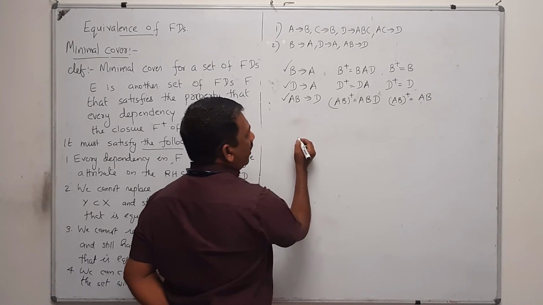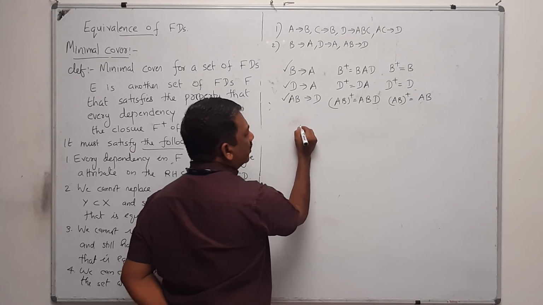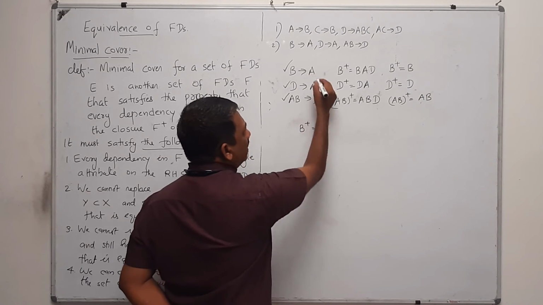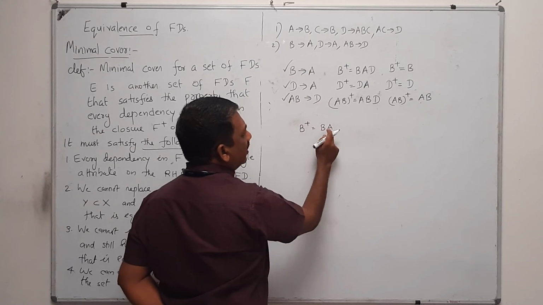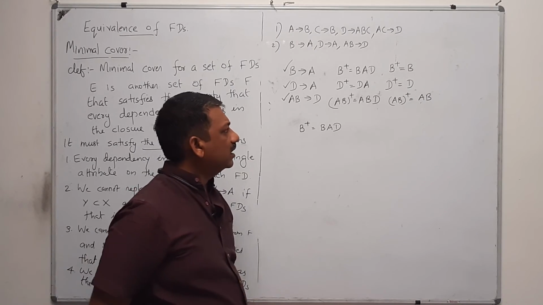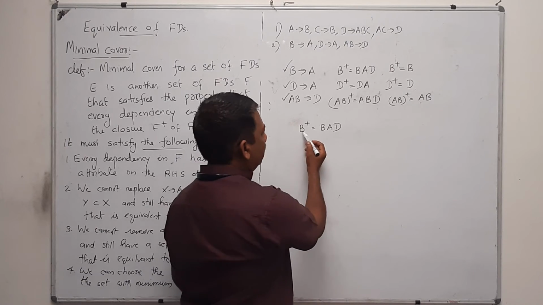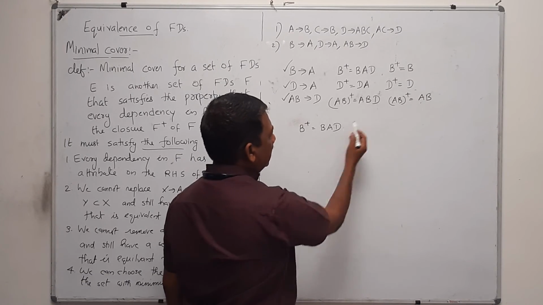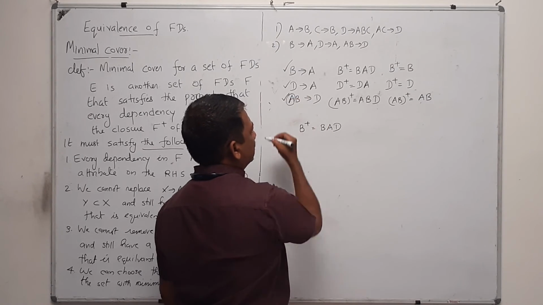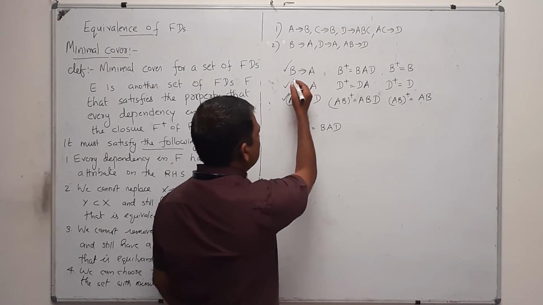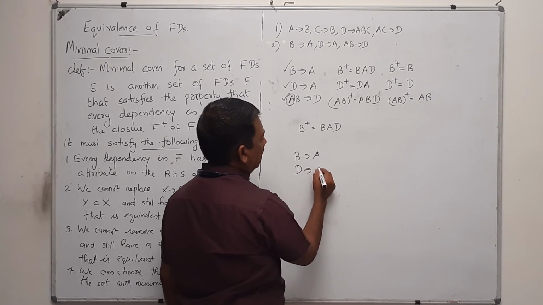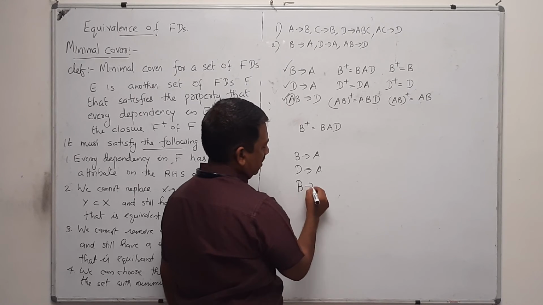AB plus is ABD. And after removing this A, you are going to find out the closure of B. Closure of B is B, B determines A, and AB determines D. That means ABD. Here B plus means BAD. This is ABD. That means the closure of B contains B, A and D. So this can be removed. So the set of productions becomes B determines A, D determines A, and B determines D.